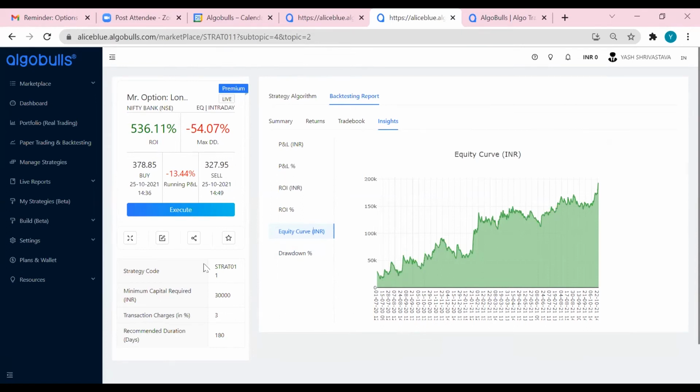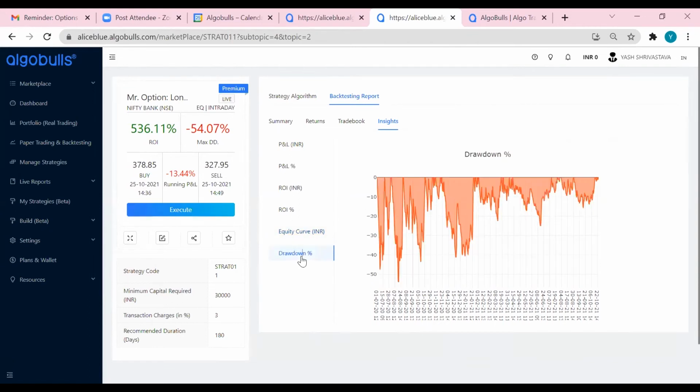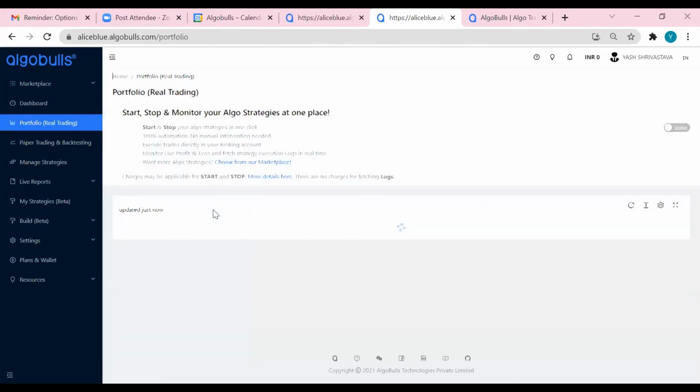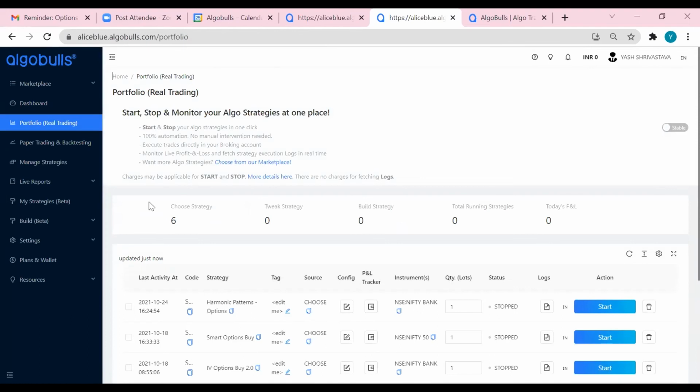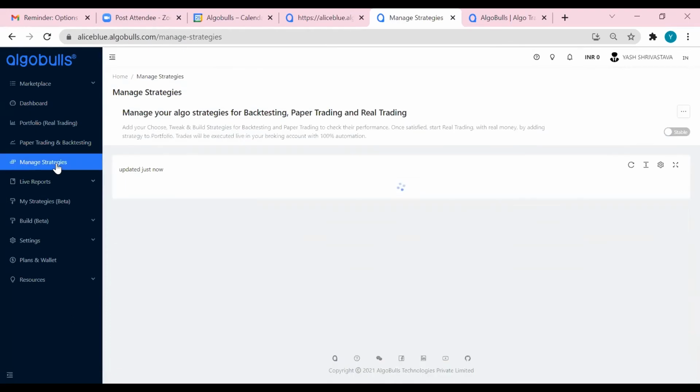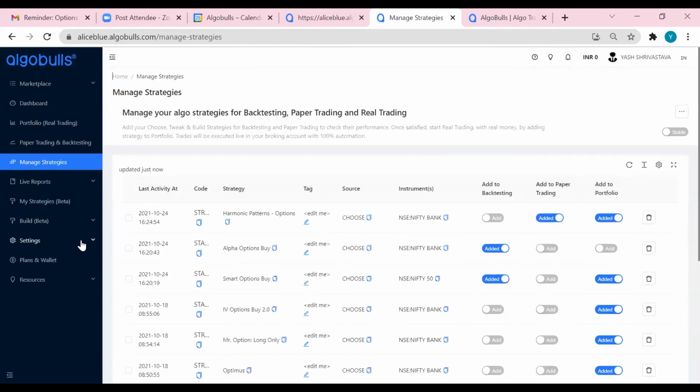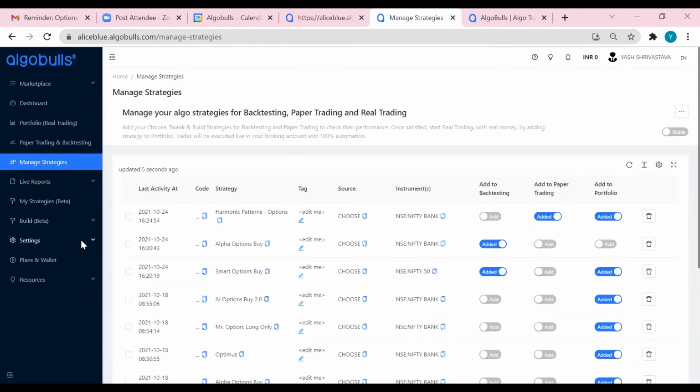Apart from that, now the question would come as, okay, I have seen this trade, but I also want to backtest this. I also want to do the paper trading for this. I also want to see the report. So you can simply click on execute, and it will add the strategy to your portfolio. And then you can just go to manage trading strategies and change a few of the parameters on the basis of which you want the backtesting report.